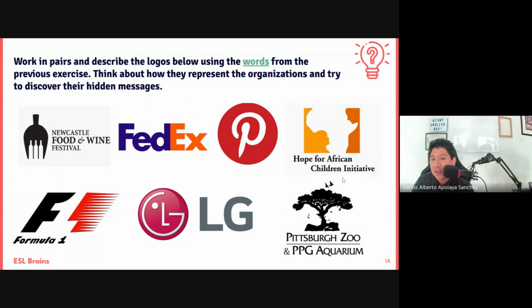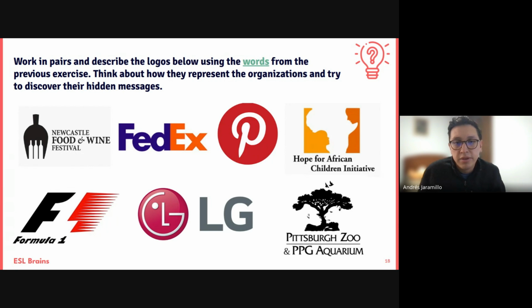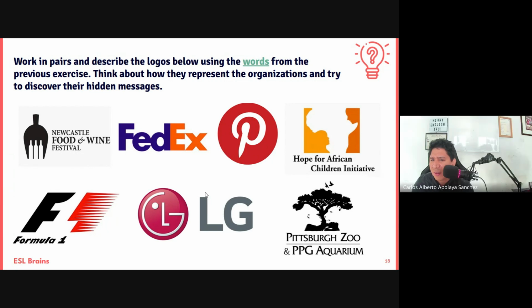As you mentioned, the typography is for young people, right? Right. What about LG? What do you think about LG? It has like these letters and then we have a logo.